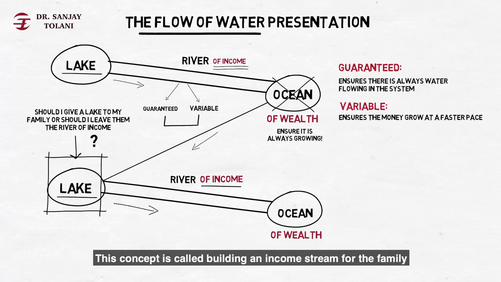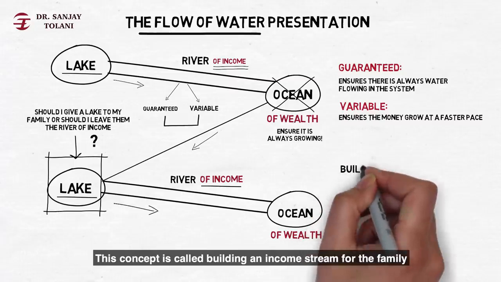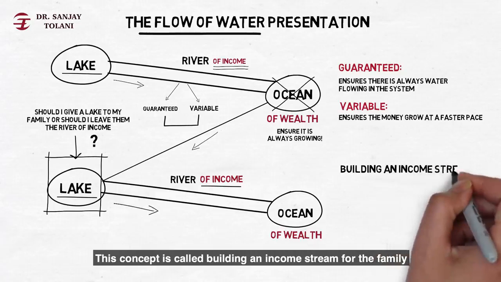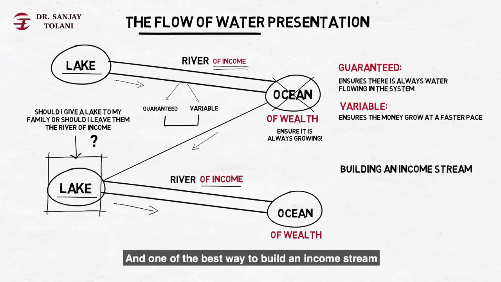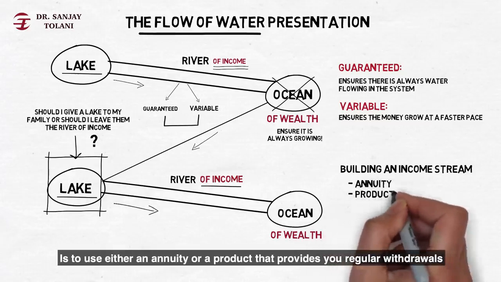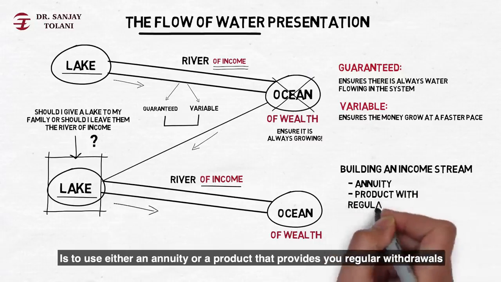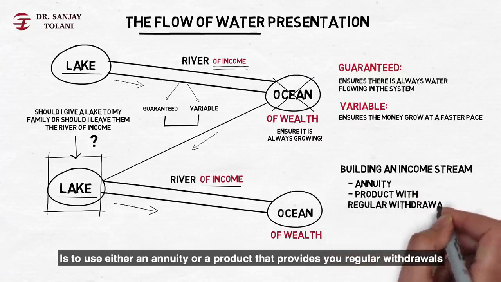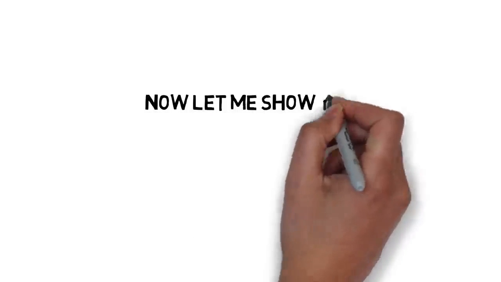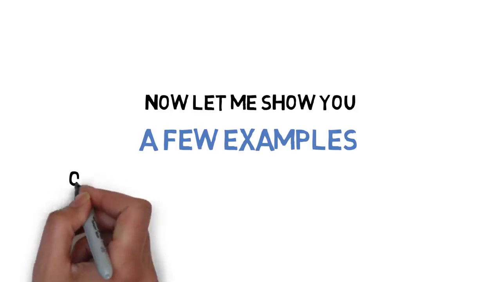This concept is called building an income stream for the family. And one of the best ways to build an income stream is to use either an annuity or a product that provides you regular withdrawals. Now, let me show you a few examples of how we apply this presentation.